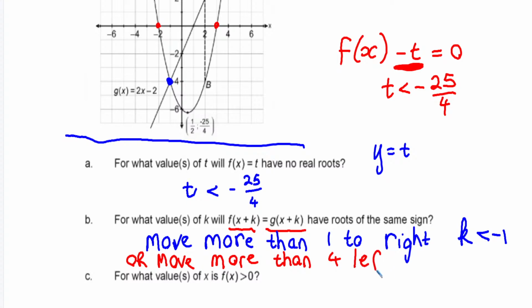To move it more than 4 left, k must be bigger than 4. This is challenging. I don't think it's impossible, but it's slightly tricky. It definitely relies on sound understanding of the shifting of functions.